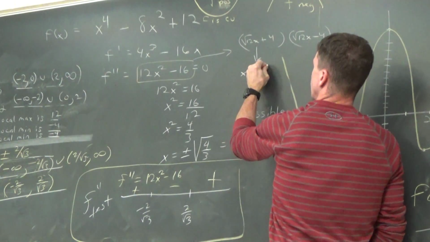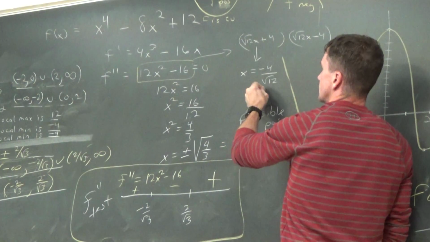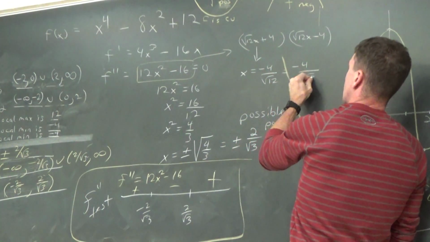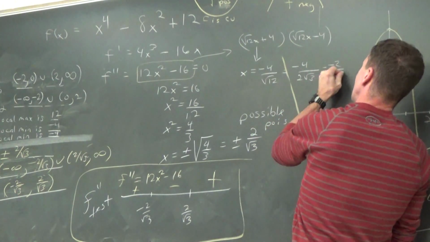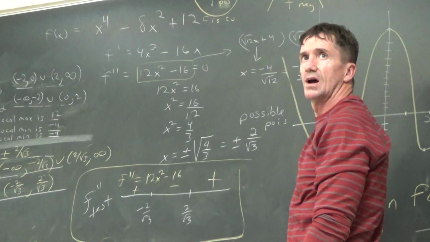X would equal negative 4 over square root. And then if you break that down, what are you getting? That's like a 4 into 2 root 3, yep. It's the same number. Yeah. Cool. Oh, great job.